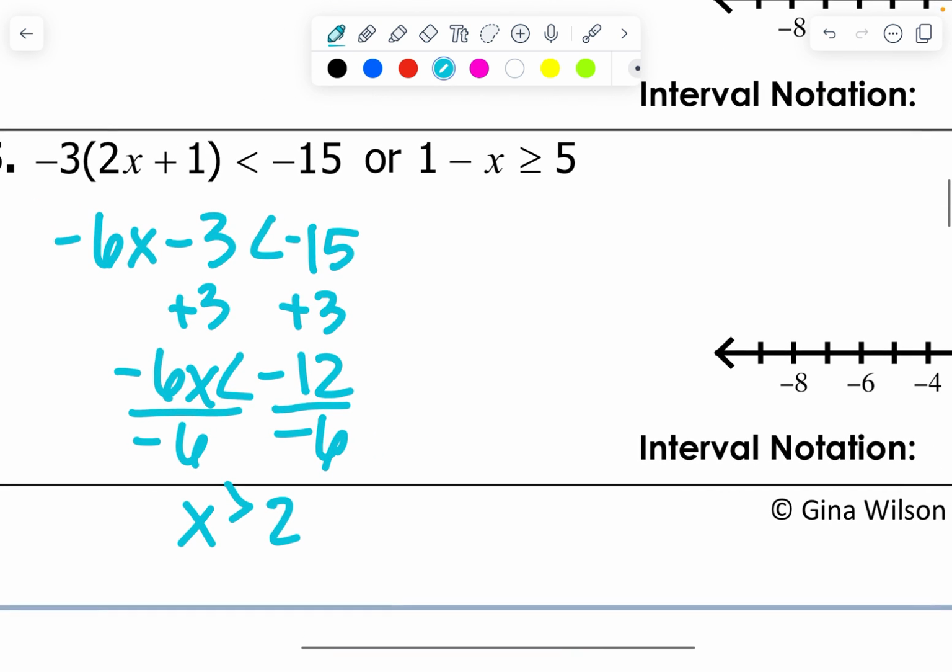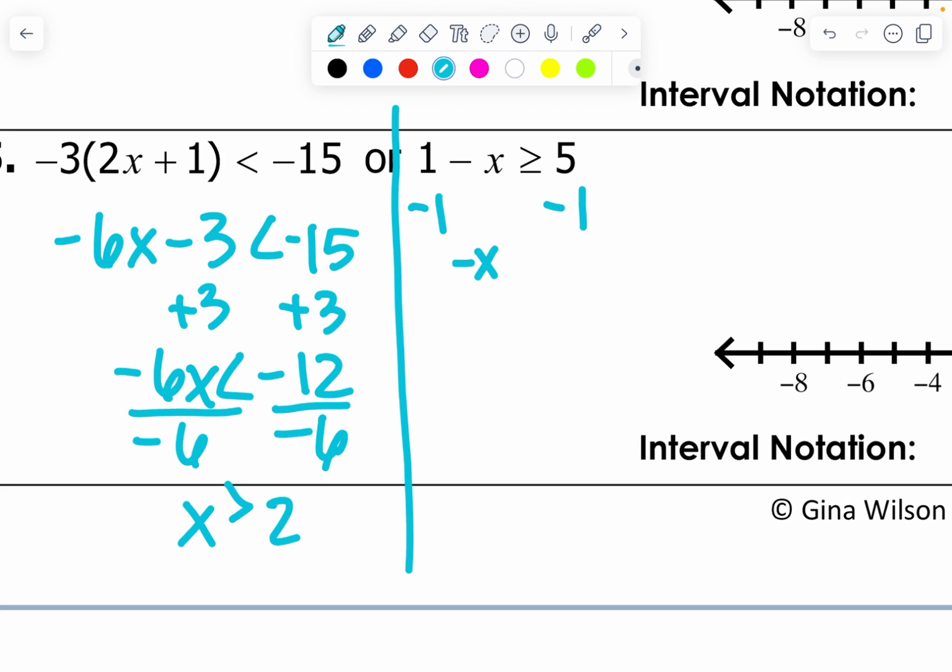For this one over here, we have 1 minus x is greater than or equal to 5. So we're going to subtract 1. That's going to leave me with negative x is greater than or equal to 4. I need to divide by negative 1, excuse me, to make x positive. That leaves me with x, sign flip, less than or equal to negative 4.